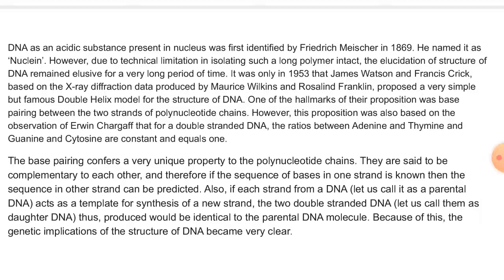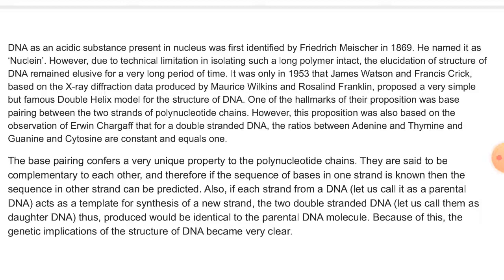If we go back to the history of DNA, the DNA is an acidic substance present in the nucleus, and it was first identified by Frederick Miescher in 1869. He named it nuclein. However, because of technical limitations in isolating such a long polymer in an intact way, the elucidation of the structure of DNA was not clear for a very long period.